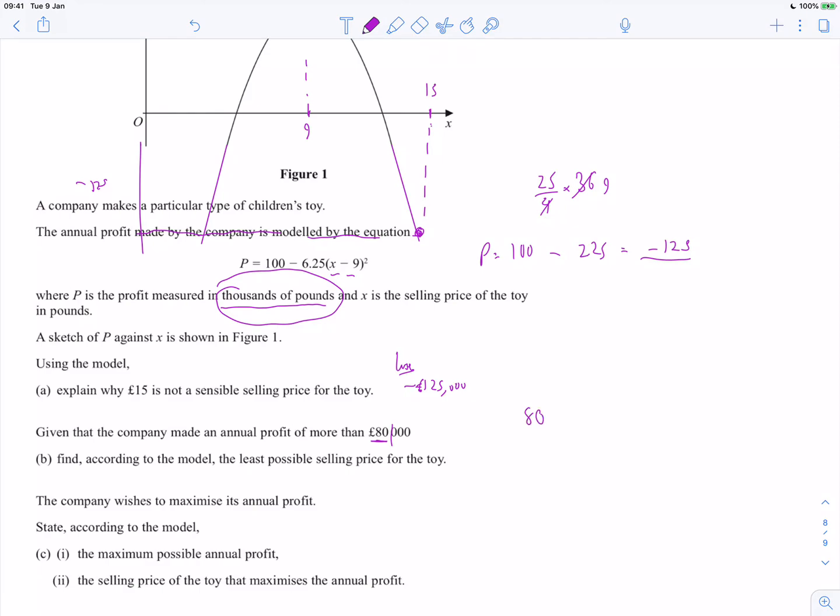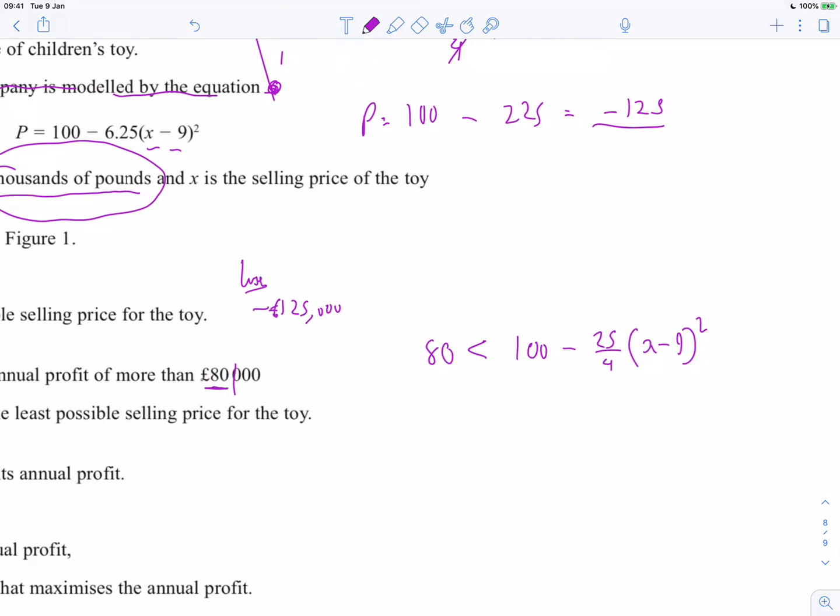So as long as the profit is greater than 80, so this is 100 minus 6.25, that's 25 over 4 again. Now you'd be allowed a calculator for this question. And the reason I'm doing it in fractions is I'm not using a calculator. So if I minus 100 from both sides, it's minus 20. So that's minus 25 over 4, x minus 9 squared.